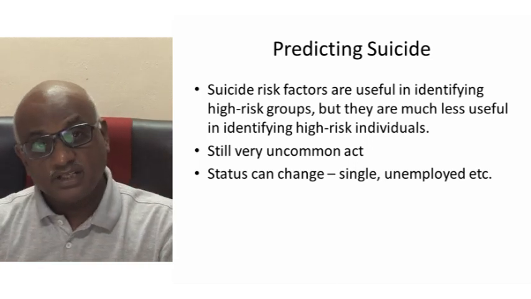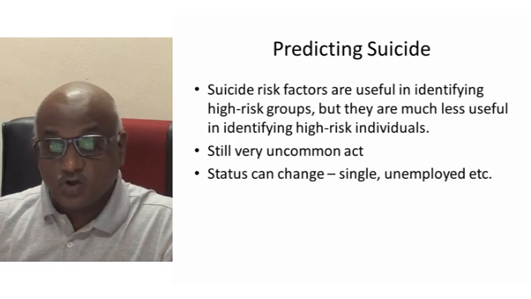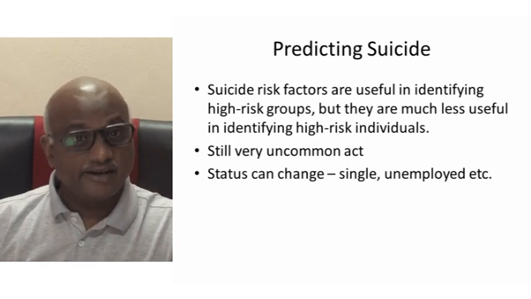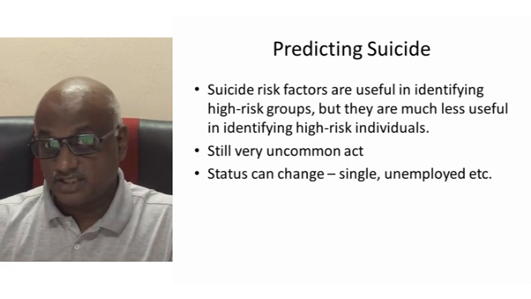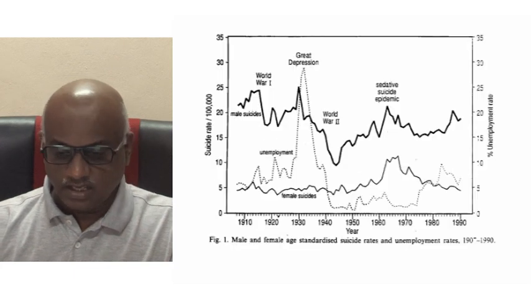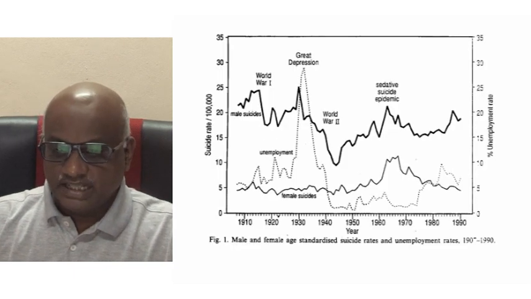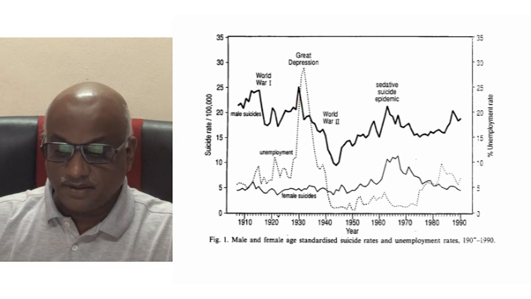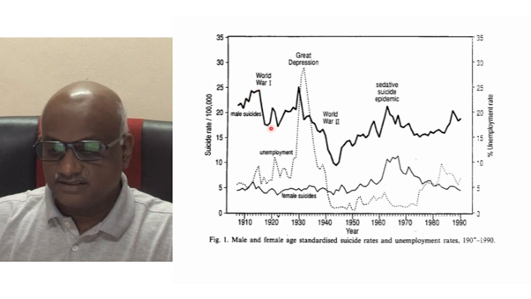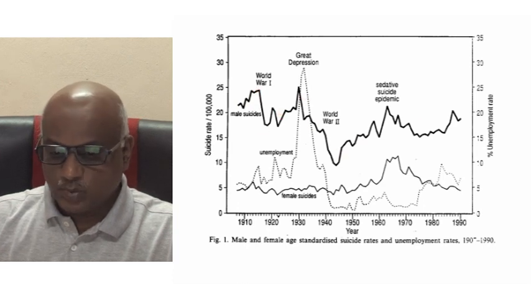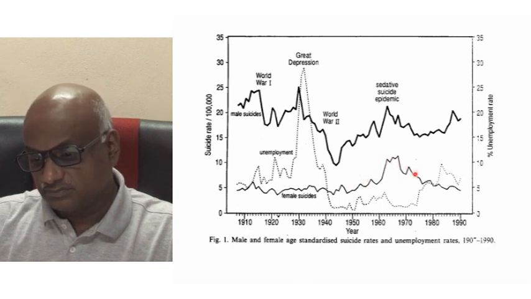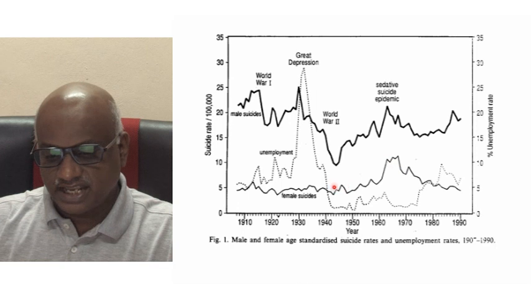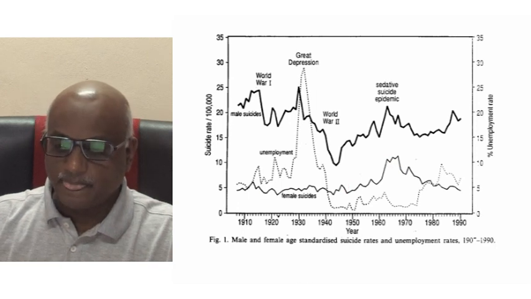And also remember, status can change. As we saw earlier, being single is a high risk factor. But a person who is single can get married, and then the risk factor is much less. So you can see this graph here. This line indicates the male suicide rate, and this not so dark continuous line indicates the female suicide rate.